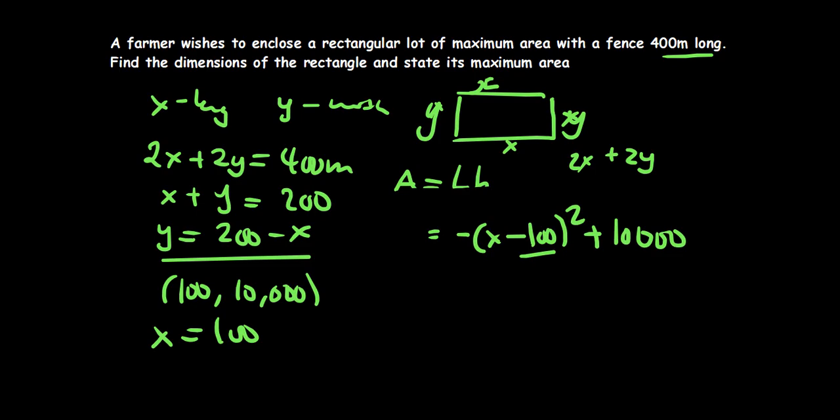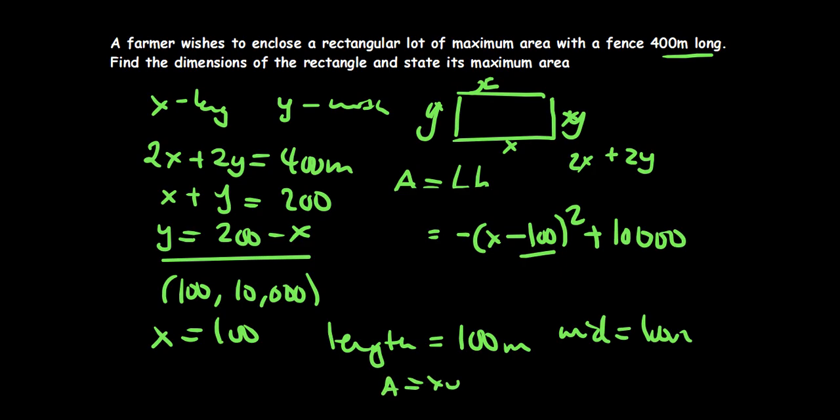But that also means that our length is just going to be 100 meters, and also our width is going to be 100 meters. And when we multiply these, since the area is given by length by breadth, this is just going to be 100 by 100, and this gives us the maximum area, which is 10,000 meters squared. So this is how we apply quadratic functions to real life problems.